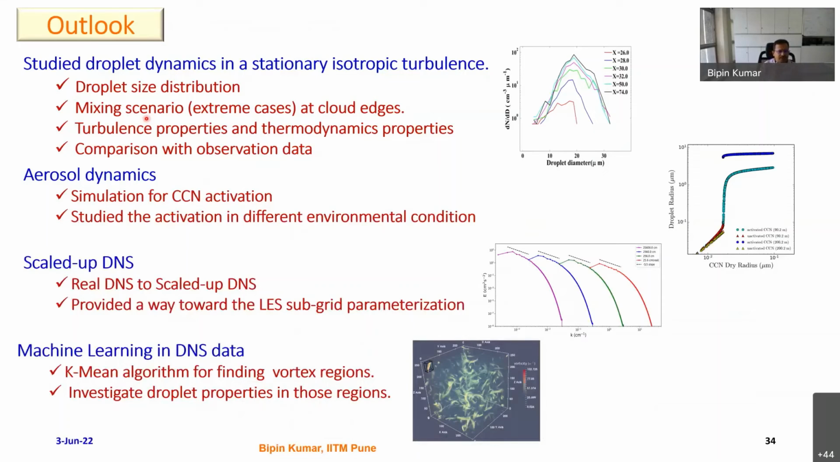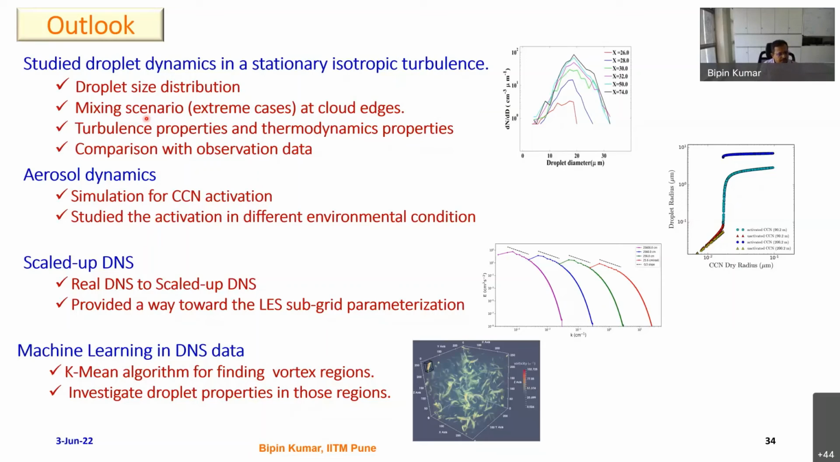That is the phase change we call. And what is the mixing? The mixing, what is happening in the natural cloud, whether it is homogeneous or inhomogeneous or extreme case, that also we have done. We studied using the DNS and all kinds of turbulent properties, how the kinetic energy is changing, which all the results I have not shown, but I'm saying that we have done these many things. We have compared the observation data.